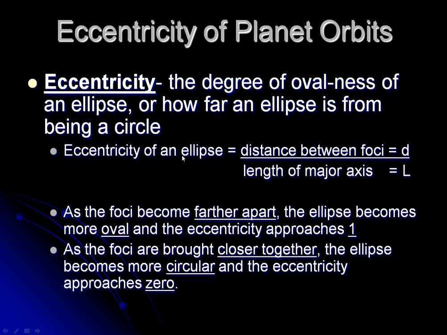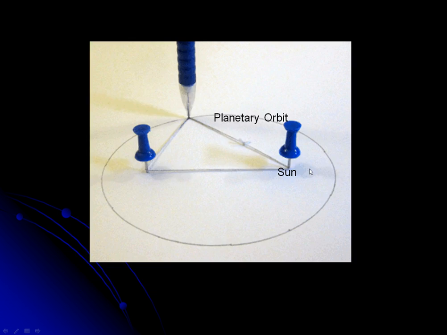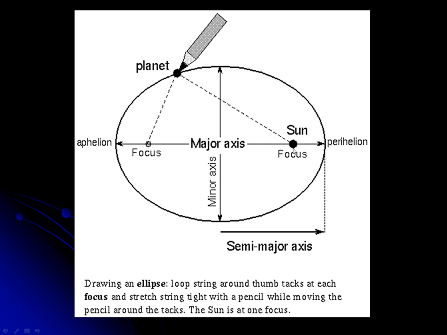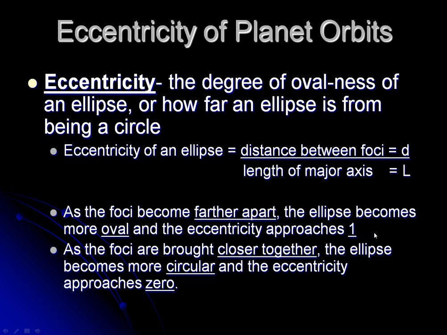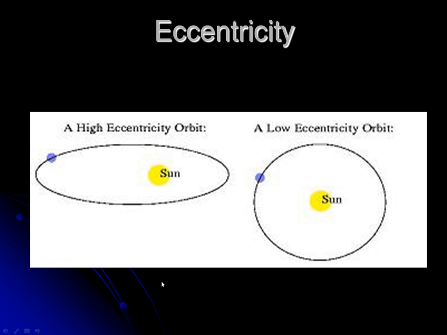What determines eccentricity, if you were to look at the formula, is the distance between the 2 foci divided by the length of the major axis. So the distance from focus to focus divided by the width of the entire ellipse along the longest point. As the 2 foci become farther apart, an ellipse becomes more oval, and the eccentricity approaches the number 1. As the foci are brought closer together, the ellipse becomes more circular, and the eccentricity approaches 0. Earth's eccentricity is closer to 0 because it is very, very circular.